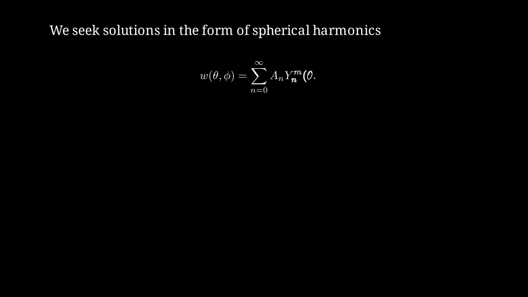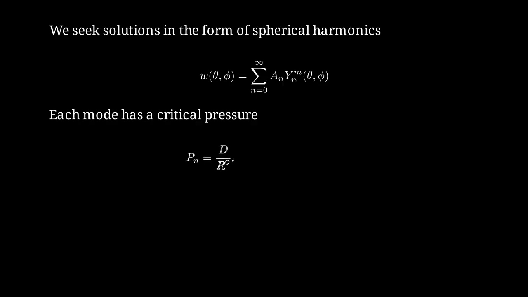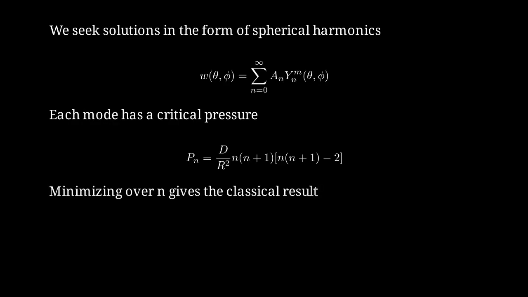W of theta, phi equals the sum from n equals 0 to infinity of a_n times Y_nm of theta, phi, where Y_nm are spherical harmonic functions. Each mode number n has an associated critical pressure. The lowest critical pressure determines the buckling threshold. P_n equals D over r squared times (n plus 1) times n times (n plus 1) minus 2. This gives the critical pressure for mode n. Minimizing this expression over n gives the optimal mode number and the classical critical pressure we saw earlier.